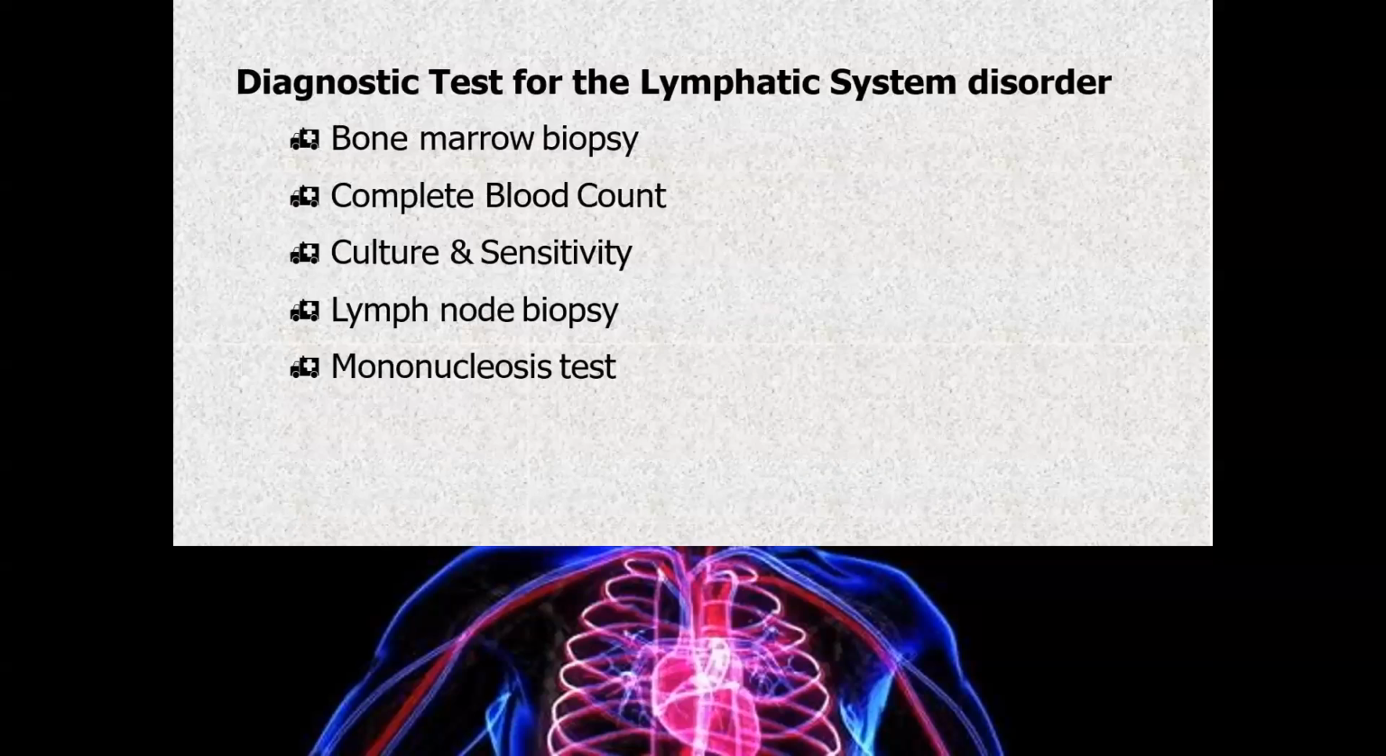Okay, so what are the tests that we can use to diagnose a disorder of the lymphatic system? We have the bone marrow biopsy, CBC, culture and sensitivity. Bakit culture and sensitivity? To know if the patient is currently suffering from an infection. Okay, and lymph node biopsy and mononucleosis test. Ito, klase, mononucleosis test, nagdi-diagnose niyan if the patient is currently suffering from cytomegalovirus or the CMV.